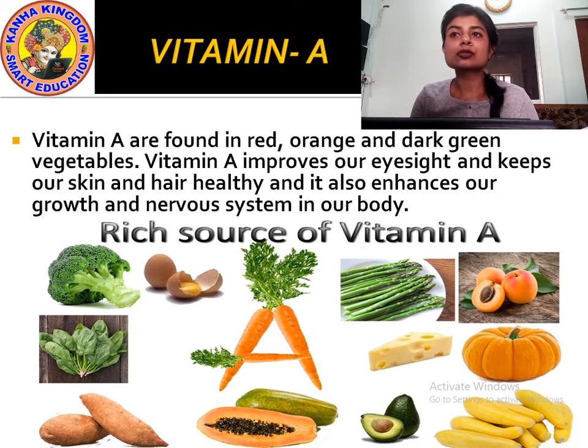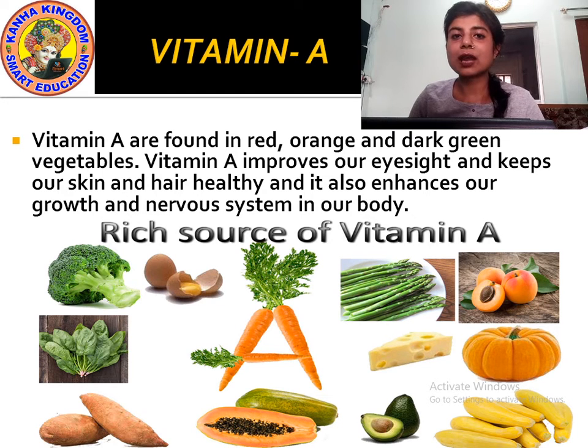Understood? So students, in the picture, can you see different food items? These are the sources of vitamin A, like carrot, papaya, pumpkin, then peach, then broccoli, egg, spinach. All the green leafy vegetables are very rich in vitamin A. Now, what is B complex?